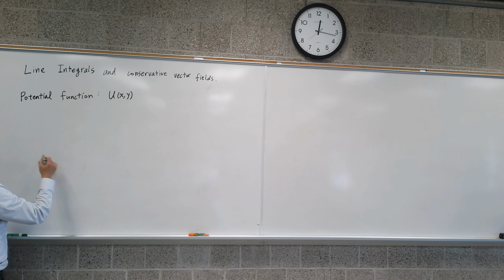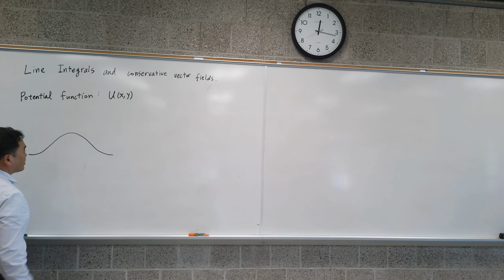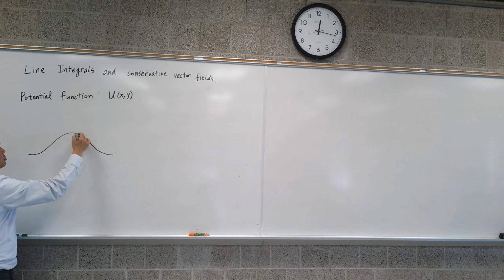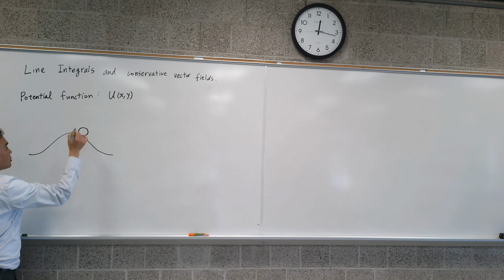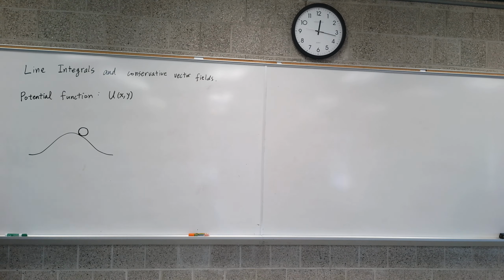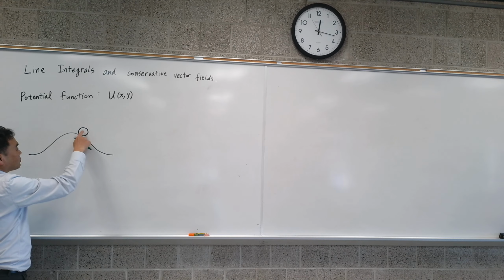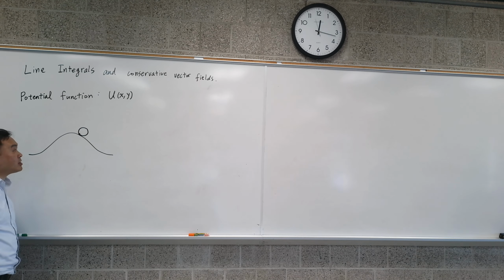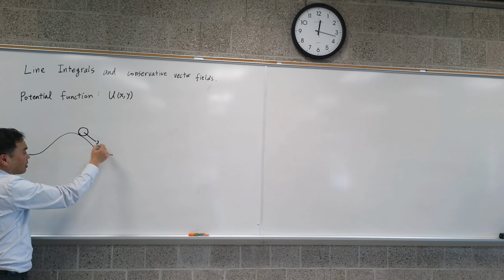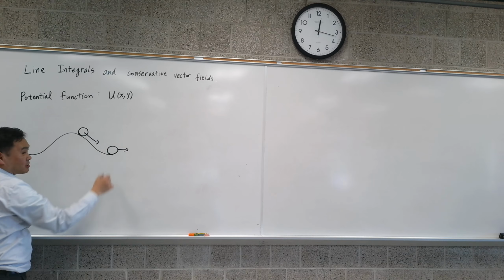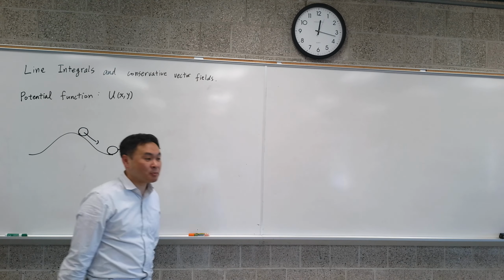If you have a mountain and you put some round ball on it, then even if it initially doesn't have any kinetic energy, this is going to roll down and it's going to have some kinetic energy, right?